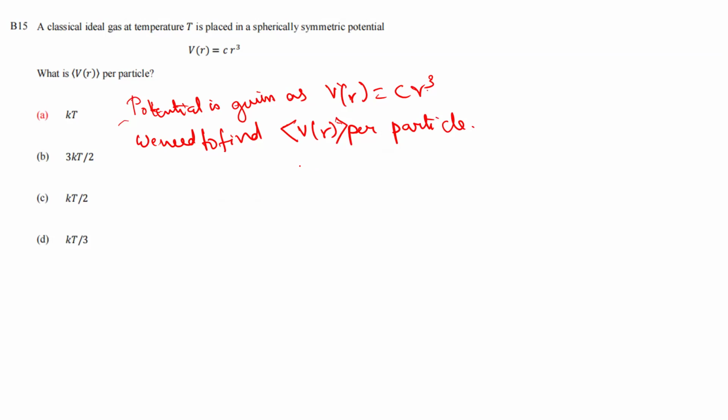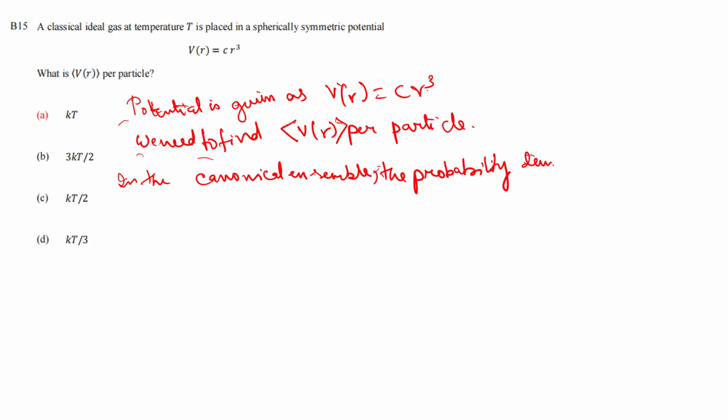particle, right? We recall that in a canonical ensemble, the probability density in the configuration space is P(r), which we can write as proportional to e to the power minus beta V(r).